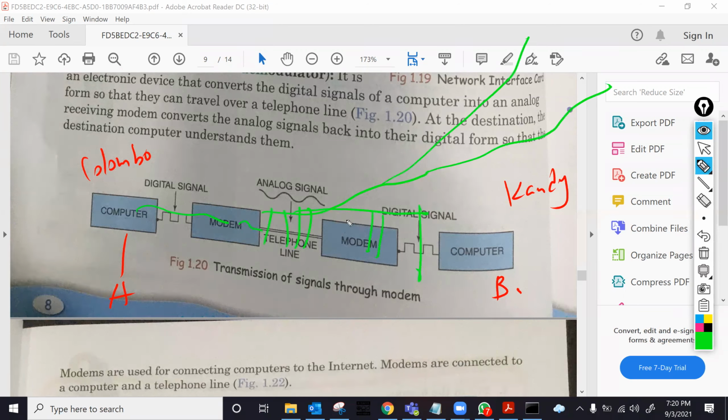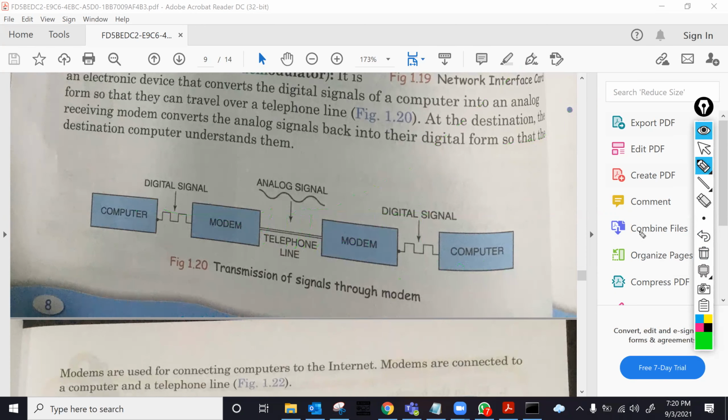They take this analog signal and convert it to digital, and that can be understood by the computer. Got it? So this is nothing but the conversion happening. You know, conversion. Conversion means what? Changing. Very good, changing. So for this change, we need this modem.